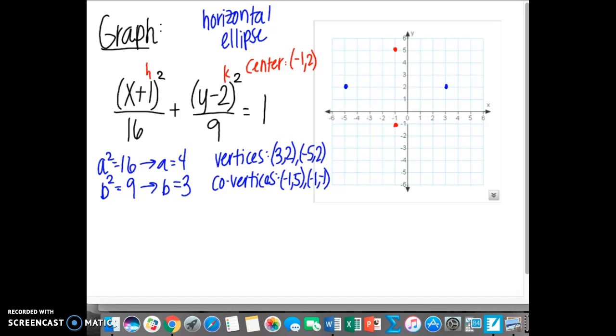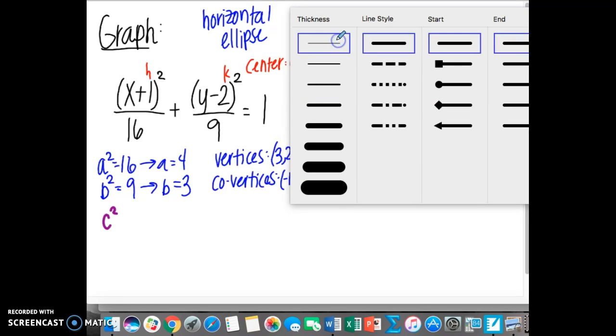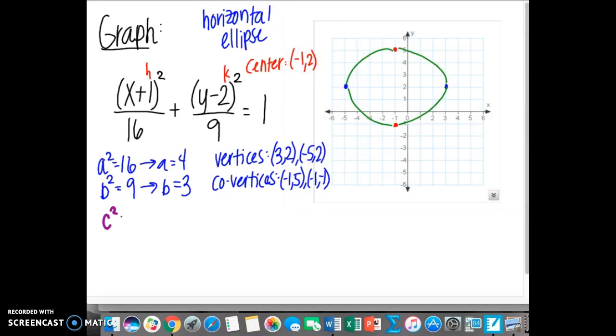So right now, I can go ahead and draw in my ellipse. But there's one thing I'm missing, and that is my foci. So to find my foci, I need to find my c-squared term. So I'm going to use c² equals a² minus b². Again, that sign change. So c² equals 16 minus 9. So c² equals 7. To solve for c, we just need to take the square root of 7. So that means c is roughly 2.6.